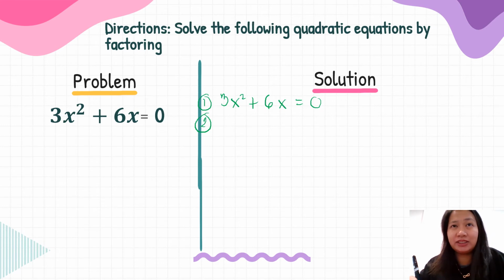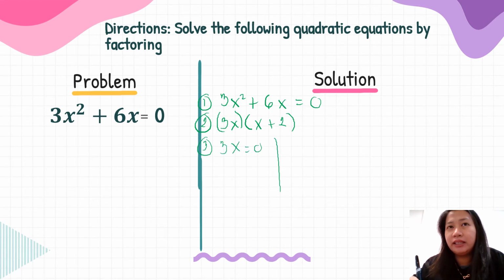We just get the greatest common factor of the two, and that is 3x times, ayan, para makuha natin yung number, divide natin. 3x squared divide 3x, that is x. 6x divide 3x, that is positive 2. So, 3x times x plus 2. So, yan po yung factor niya. And then, apply the zero product property. 3x equals 0 and x plus 2 equals 0. And hindi si 0 ang i-multiply sa kabila ha. Si 3 po ang i-multiply, i-divide pala, sorry. Si 3 po ang i-divide both sides.